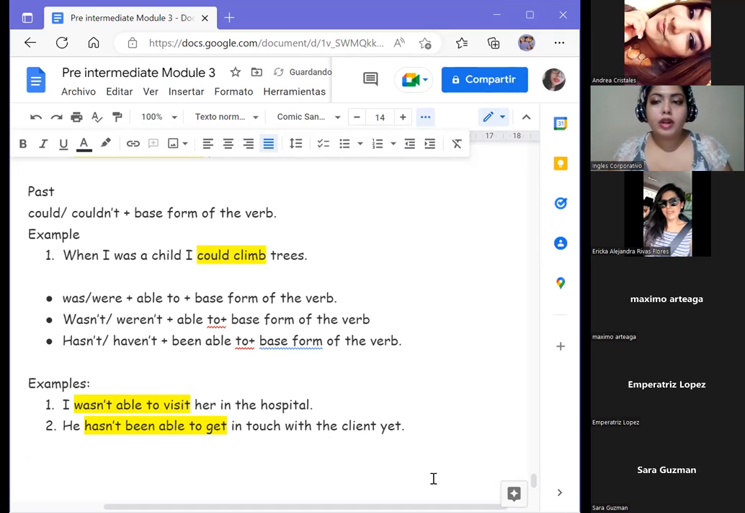Then we have for possibility and impossibility. Para posibilidades o cosas que no son posibles. Let me see.